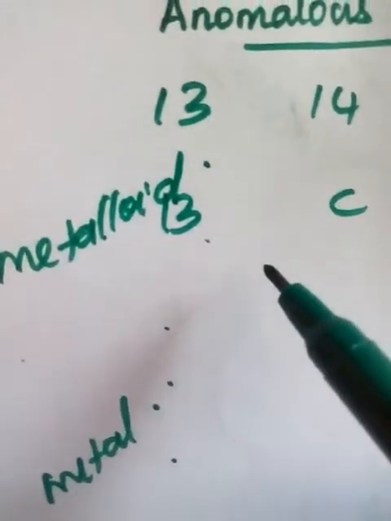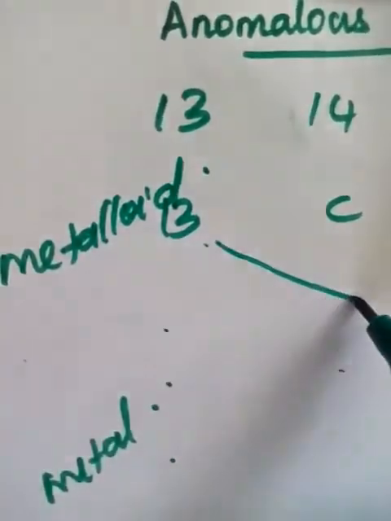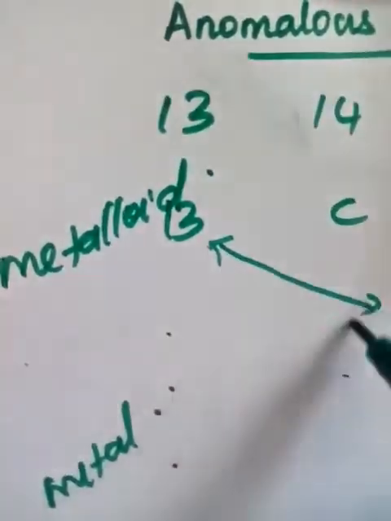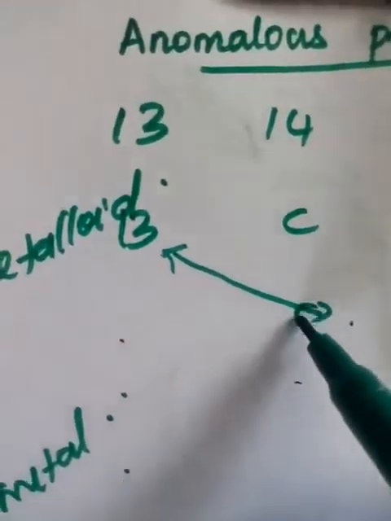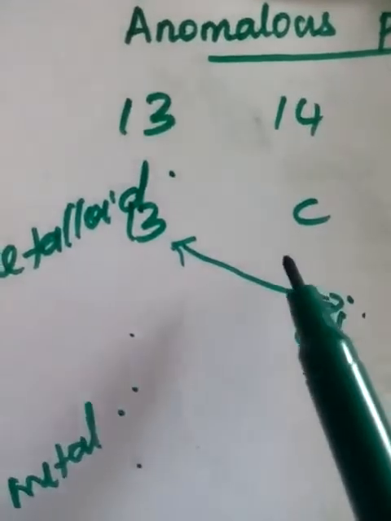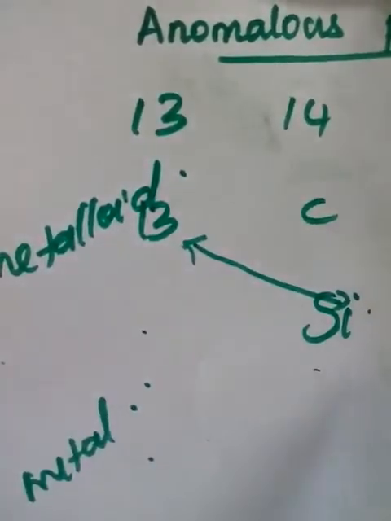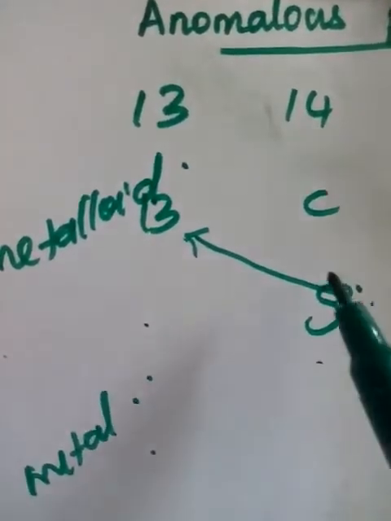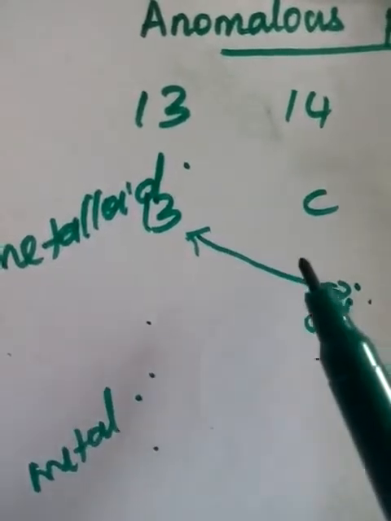The other one is that boron is diagonally related to silicon. Next to carbon, the element present is silicon. Some of the properties of boron and silicon are almost similar. So let's see what other properties are similar.